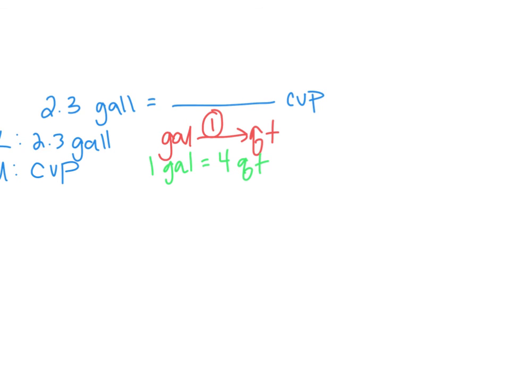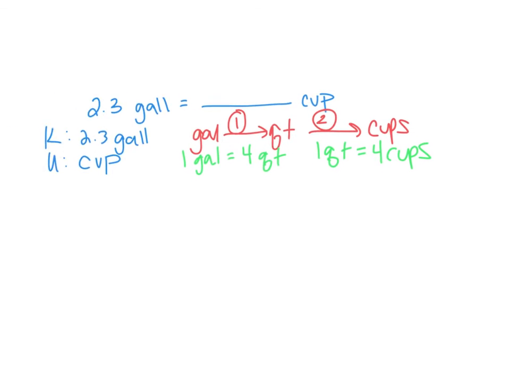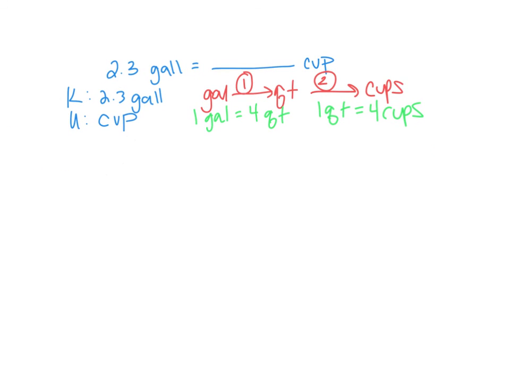Okay, so this step, now I can go from quarts to cups because I do have a conversion factor for that. So this will be step 2. And if I look at my conversion factors, I know that 1 quart is equal to 4 cups. All right, so now I can set up my picket fence. All right, so this is a 2-step problem, so it's going to get 2 pickets.